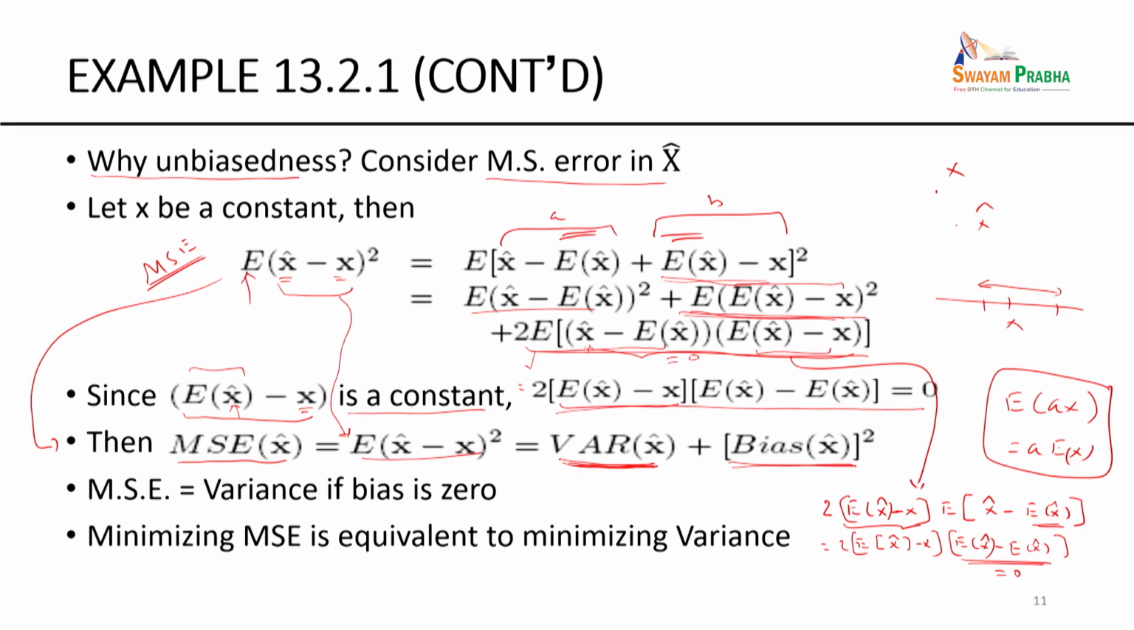Therefore, the mean square error is minimum if the estimate is unbiased. So minimizing the mean square error is equivalent to minimizing the total variance of the estimate. That's why we always require the bias to be 0.